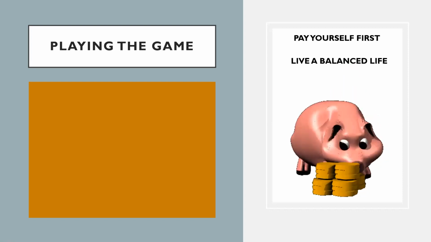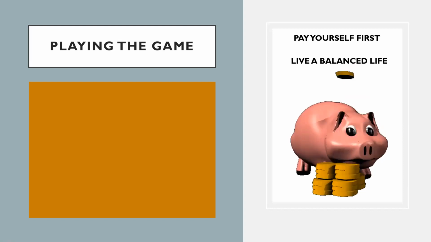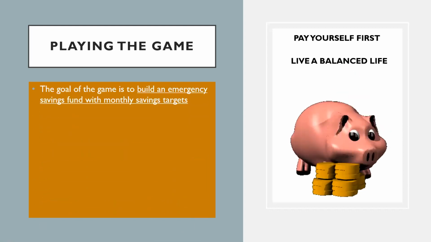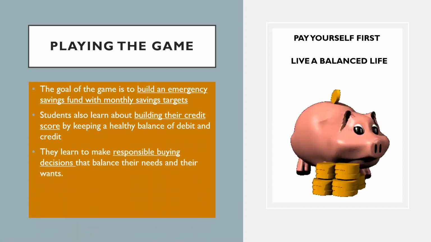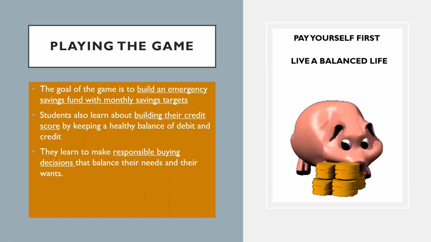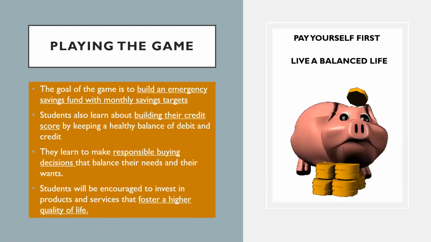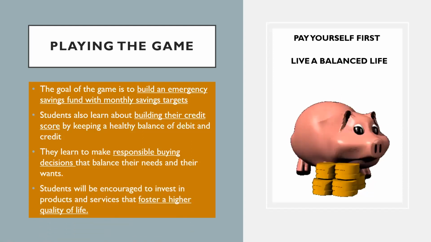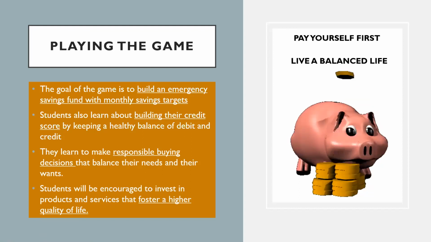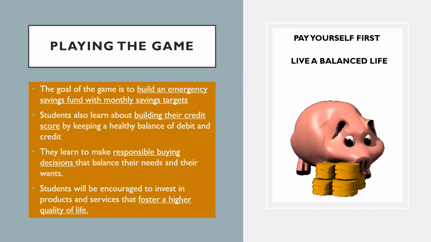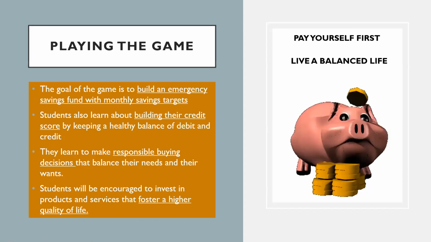It really focuses on these two things. These are the two main mantra that they want to teach the kids. So building an emergency savings, building your credit score, making responsible buying decisions, so that you have an understanding of needs and wants, and then fostering a higher quality of life. So again, they don't want you to be living on ramen and wafers in some hovel. They want you to recognize that there are benefits to a higher quality life. So they actually give you points for it, and it actually contributes to your overall competitive position in the game.